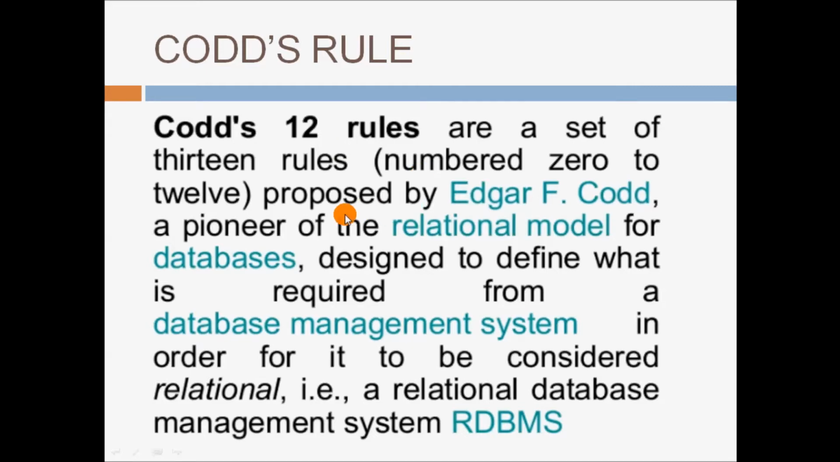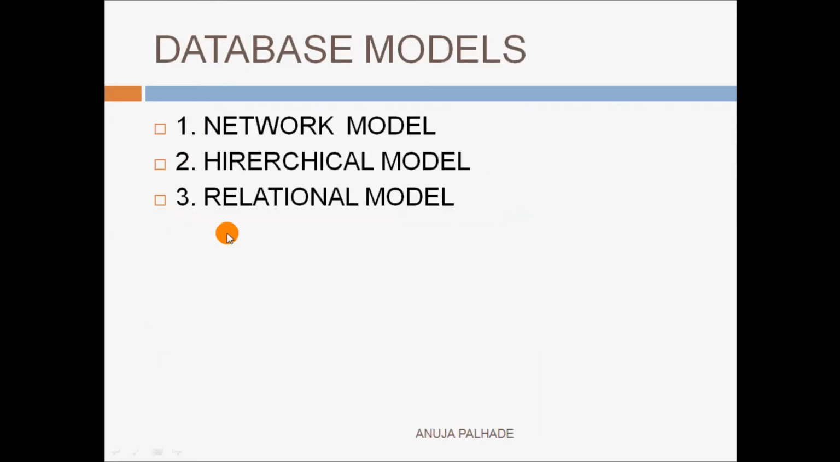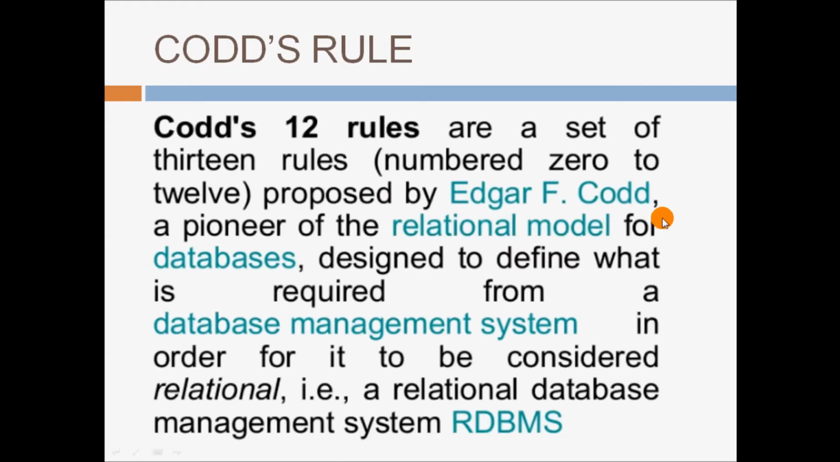Okay. So, the scientist Edgar F. Codd is a pioneer of the relational model. Among the three models, the relational model was developed and researched first by Edgar F. Codd, designed to define what is required from a database management system in order for it to be considered relational. The scientist Codd has defined 12 rules for how to define the relational database model, when any database model is said to be relational. So he gave the definition for all of them.